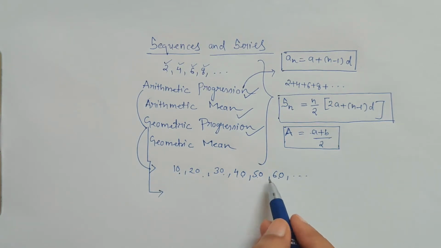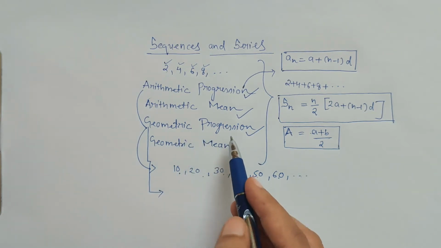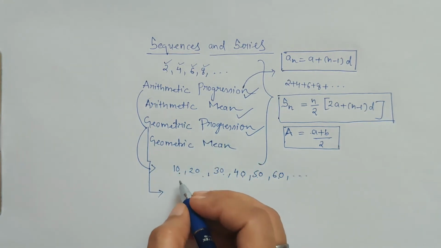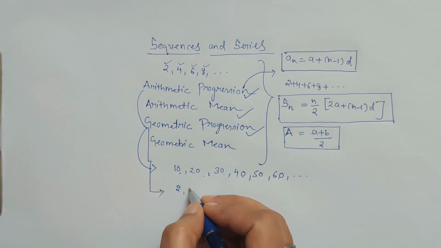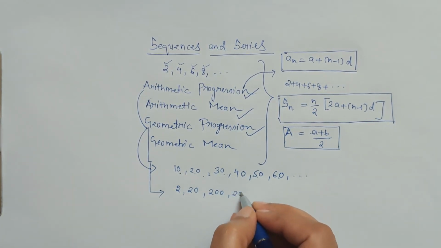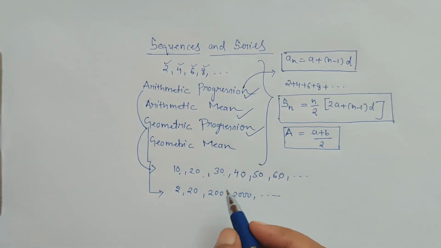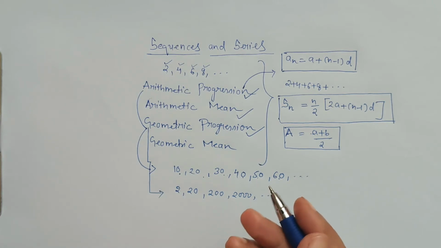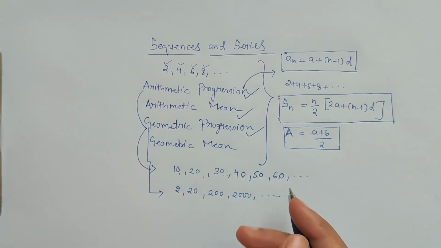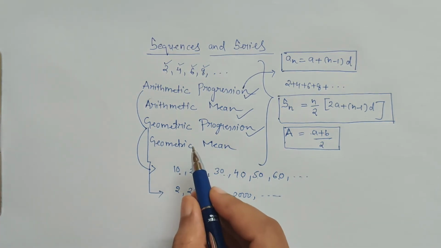Now let us consider an example of a geometric progression. Let us take 2, then 20, then 200, 2000, or we may have any other example. For easy understanding, as the channel name itself is Comfort Your Maths, I have given this very simple example.